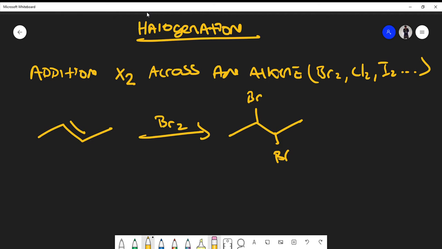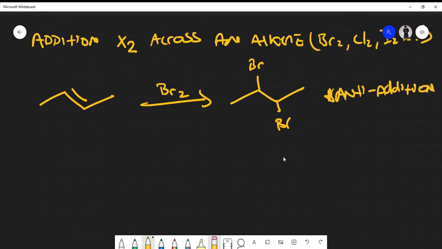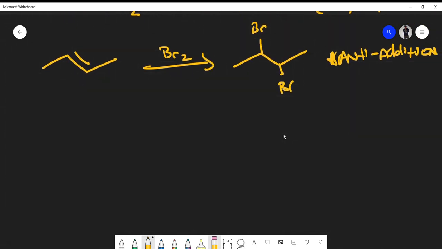Now, the big thing with this is that it shows anti-addition. So the bromine atoms in this case, because we're using bromine, end up in different planes, right? So it shows anti-addition when we're talking about the stereochemistry, right? So let's look at another example.